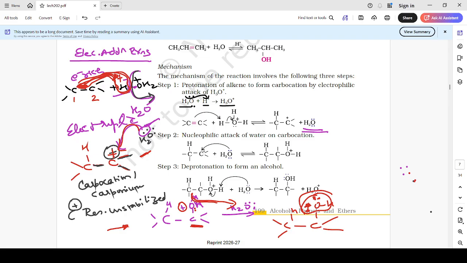Yeah. Now what's happening? C plus is there. I have to definitely satisfy this positive charge. So water is coming here. Water gives one of its lone pairs to attack this carbon positive. So now that carbon is going to form a bond with the water like this. Why has oxygen got positive? Because oxygen is using its lone pair to satisfy the carbon positive. So oxygen gets positive. Understood?